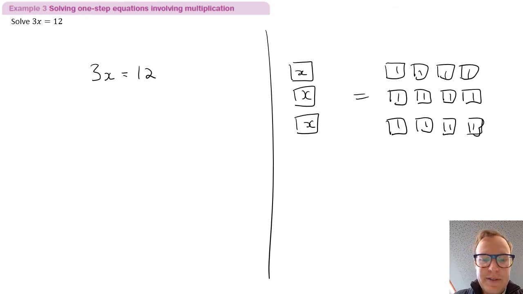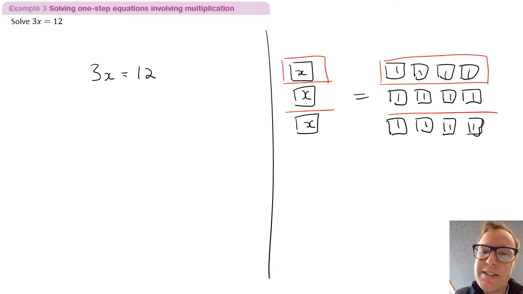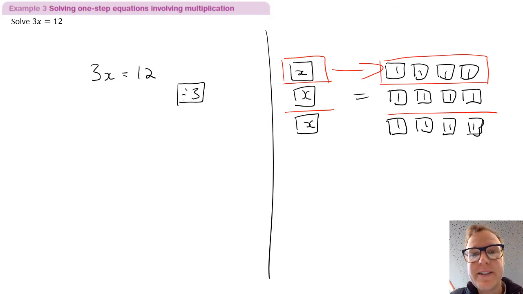Because I've got 3 x's, if I divide this up by 3, and do the same thing to the other side, divide it by 3, then I can see what's in each one. So each x is going to be equal to 4, because I've divided by 3. I'm going to show what I'm doing to both sides. I'm going to divide by 3. 3x divided by 3 is just x.